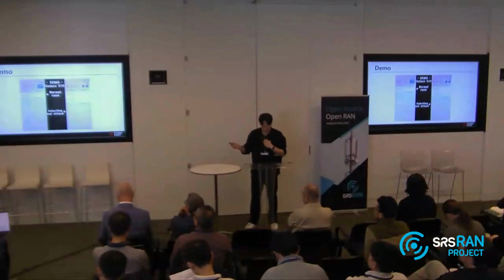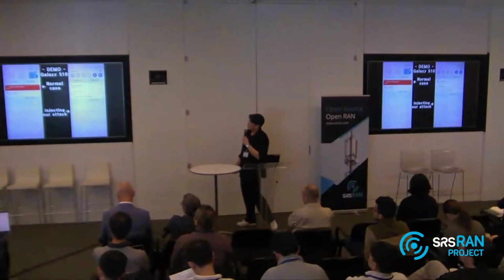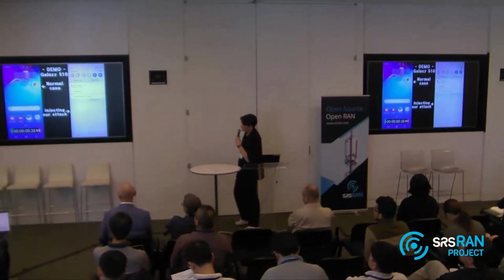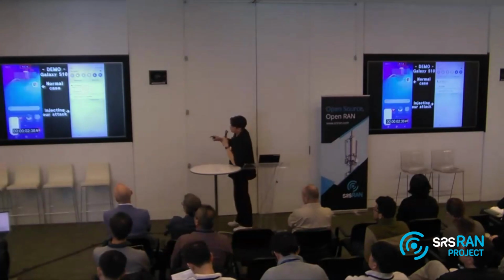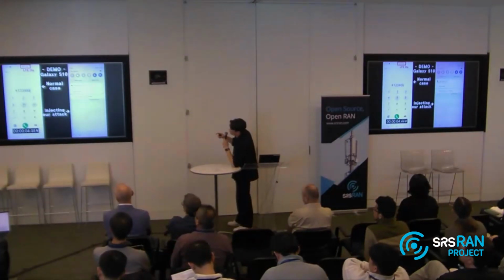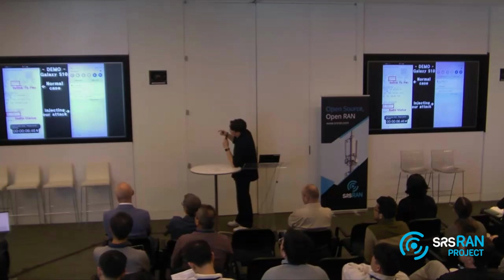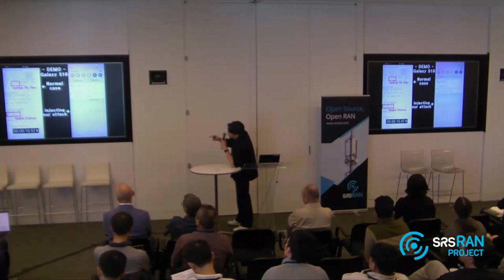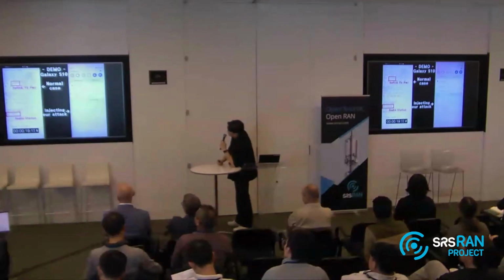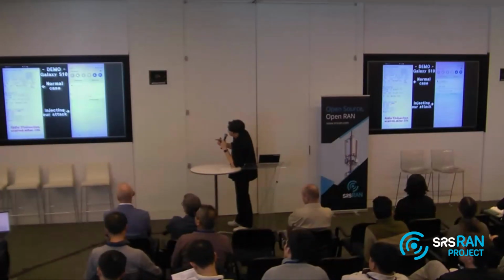So let me show you a demo video. We used the Galaxy S10 to show the attacks. In the normal case of the LTE network connection, the victim UE transmits uplink signal lower than 10 dBm. And then the radio connection will expire after 20 seconds. Like this.